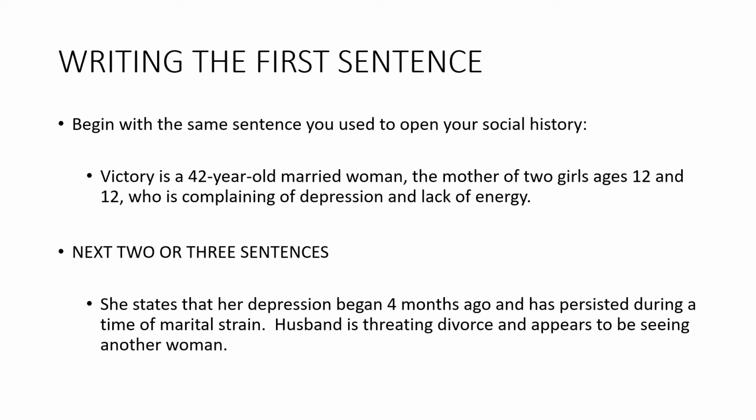So it could be examples such as, Victory is a 42-year-old married woman, the mother of 2 girls ages 12 and 12, so I'm assuming they're twins, which is complaining of depression and lack of energy. So then the next 2 or 3 sentences would be, she states that her depression began 4 months ago and has persisted during a time of marital strain. Husband is threatening divorce and appears to be seeing another woman. Okay, again, this is all the information you're getting from the previous questions that we're doing, and now you're basically writing the summary.